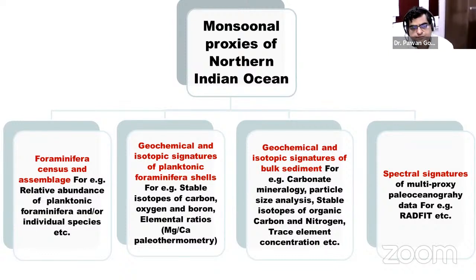And then second, geochemical and isotopic signature of those planktonic foraminifera shells. Basically, we work on species-specific results. Stable isotopes of carbon, oxygen, elemental concentration ratios. And then we come to the geochemical and isotopic signatures of bulk sediment for carbonate mineralogy, particle size analyzer, stable isotope of organic carbon and nitrogen, and trace element concentration. And then later on, we can talk a little bit about the periodicity in our area, or wavelet, etc.